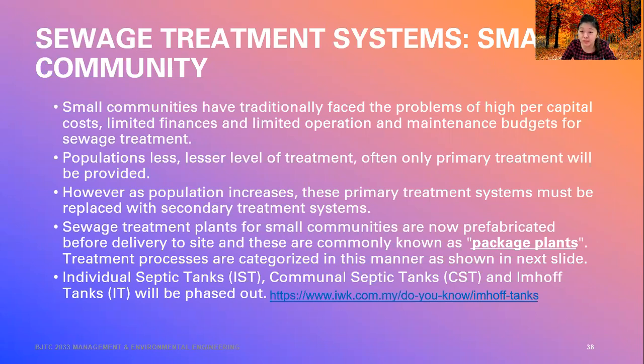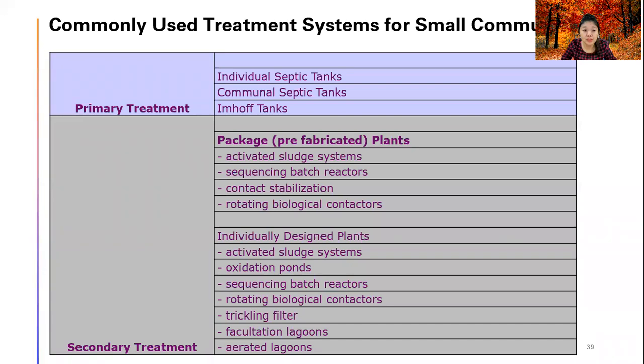First is the individual septic tanks, communal septic tanks, and Imhoff tank. You can also check the details in the links that I provided. In Malaysia, most of us are actually using the Imhoff tank. And for those in rural areas, like kampong villages, they are usually mainly using the individual septic tanks. Okay, so this is the commonly used treatment system that we have for the primary and also the secondary.